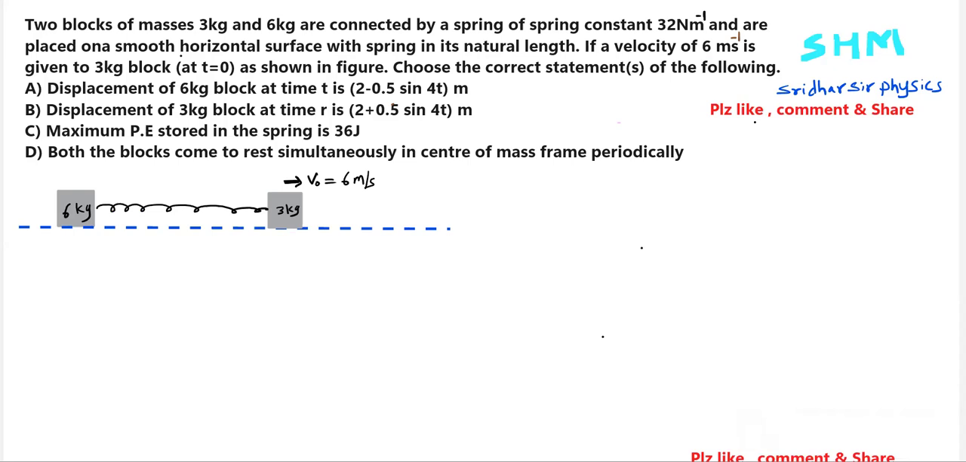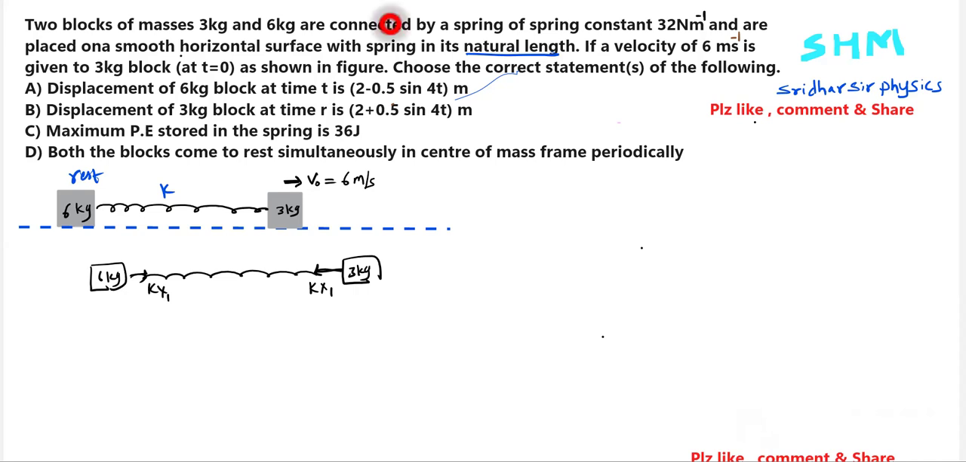What actually happens to the blocks here? Initially, the 6 kg block will be at rest and the spring is relaxed, at its natural length. After some time, the 6 kg block will come here and the 3 kg block will be here. The spring will get elongated, with force kx1.